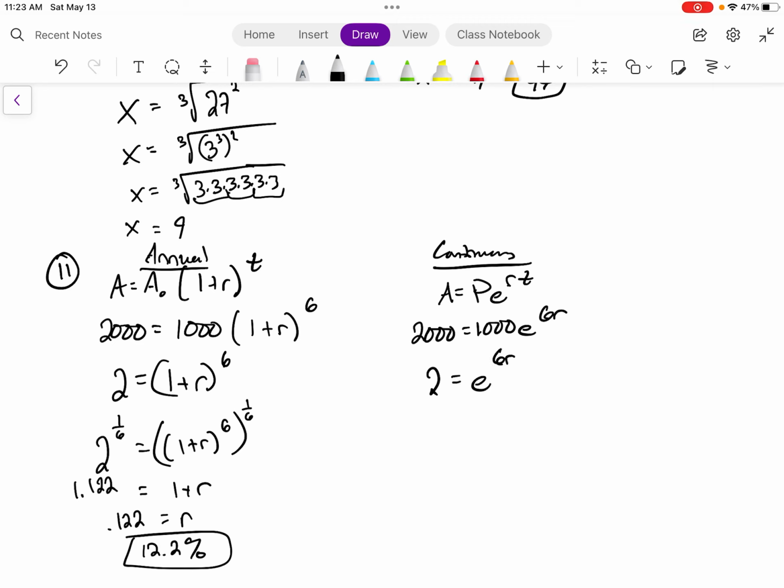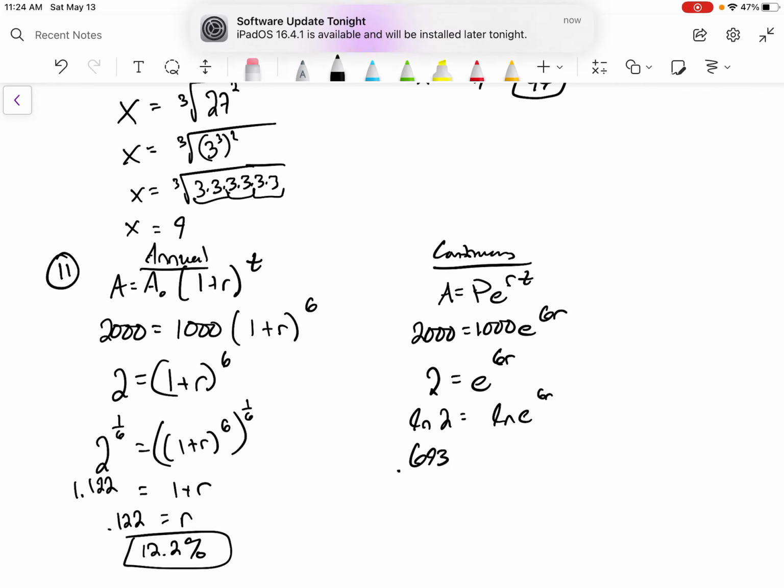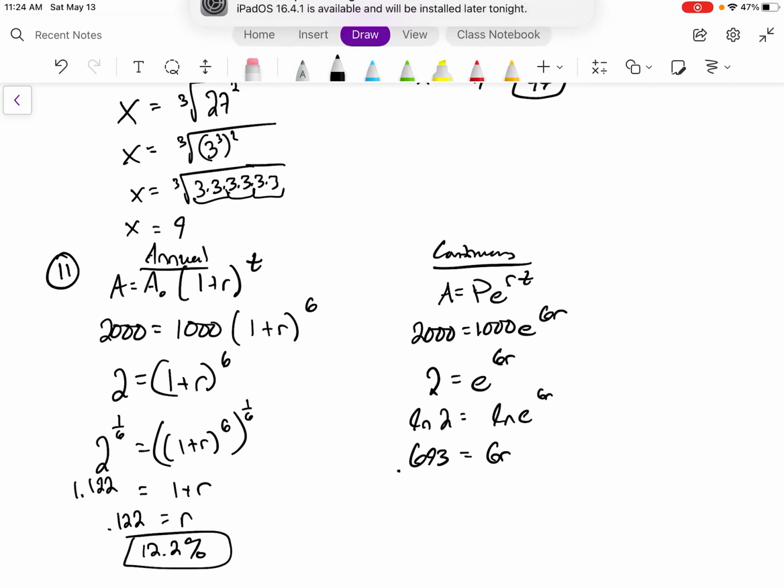And then we're going to take the natural log of both sides. Now, you could take a regular log, but it would take a little bit longer. So we're going to take the natural log of both sides and talk about why. So the left side is just a number. Natural log of 2, you'd punch into your calculator, and that is 0.693.